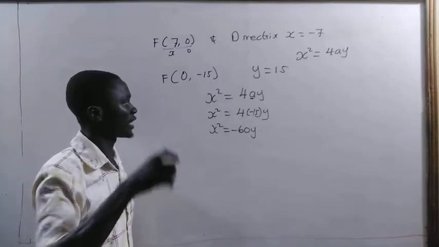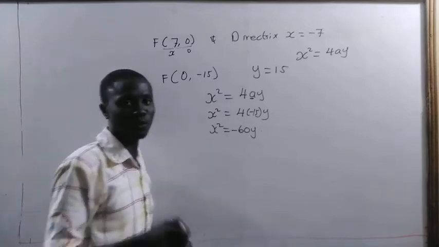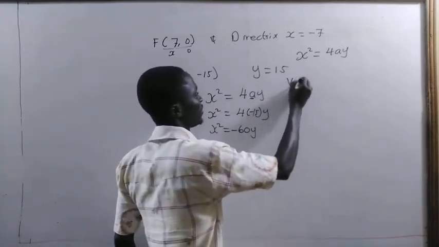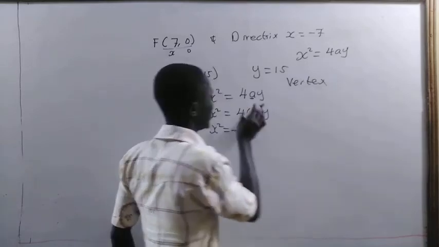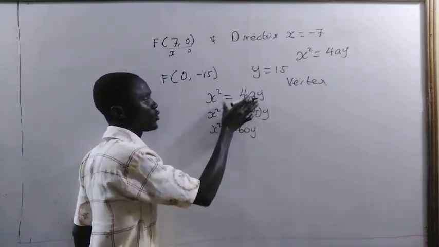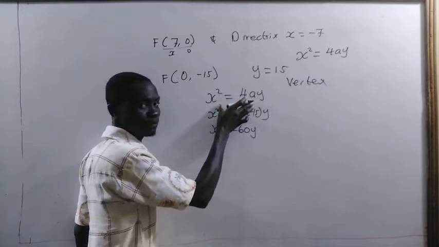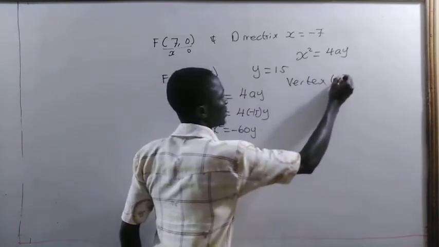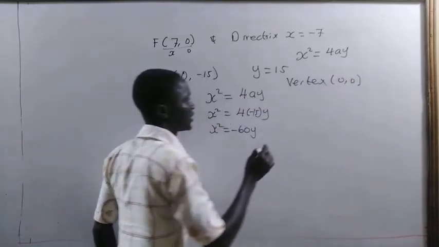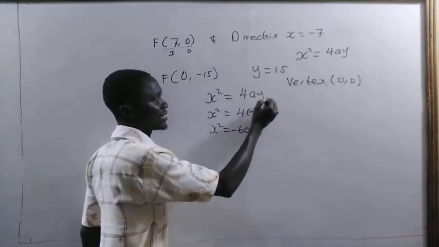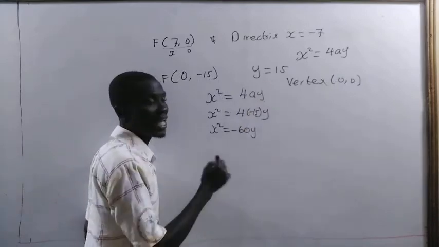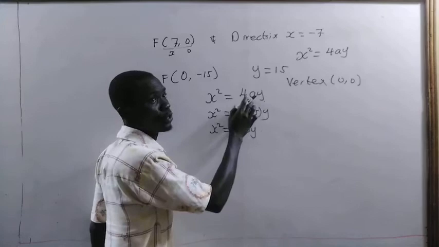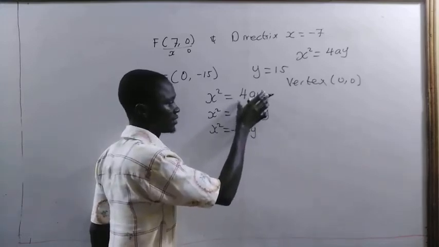It is not centered but vertex. Correct. I've always been using center instead of saying vertex. So this is the standard form of the equation of a parabola with its vertex at 0, 0, that's the origin, and the y-axis as the axis of symmetry, and the focus is on the positive y-axis.